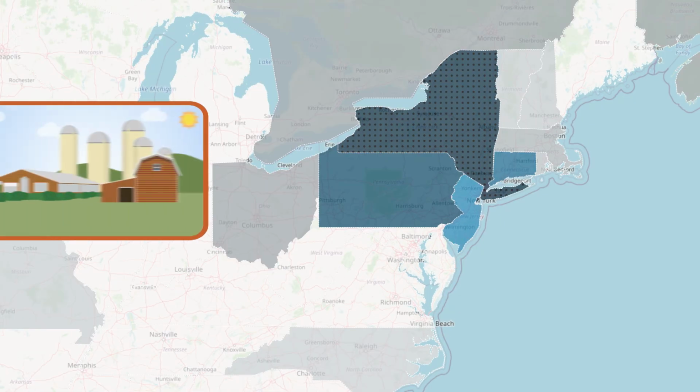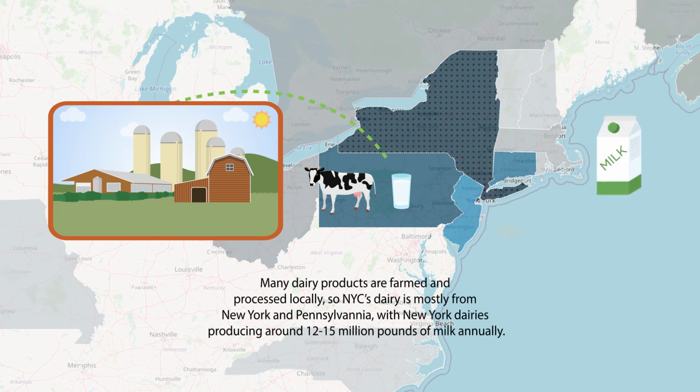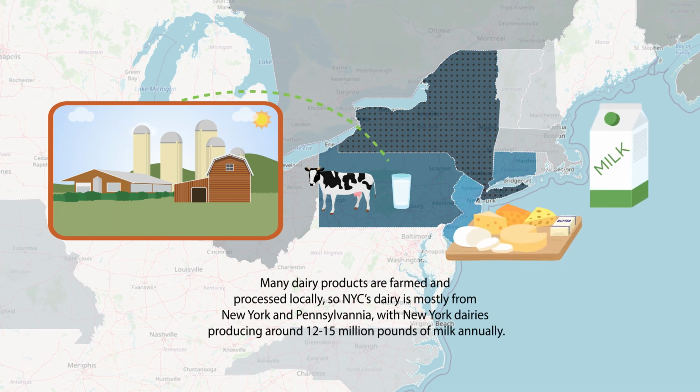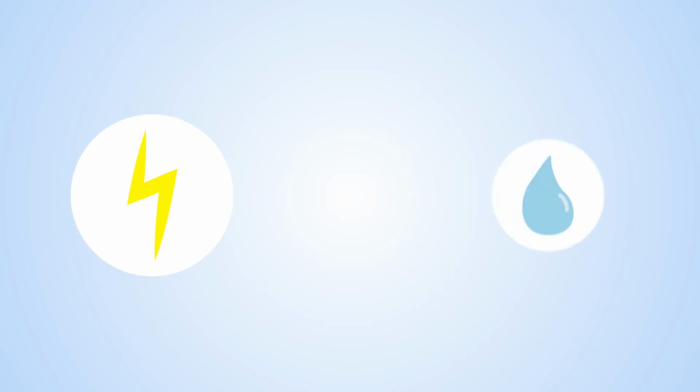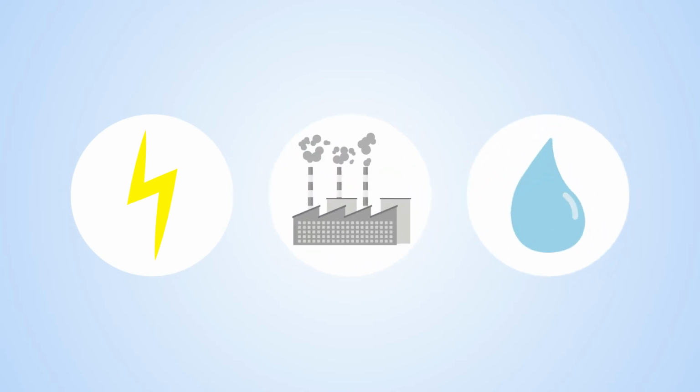Using the FEWSION interface, we can see that dairy products travel a much shorter distance from farm to table. The FEWSION model can also be used to show us the energy, water, or greenhouse gas footprints of the food supply.